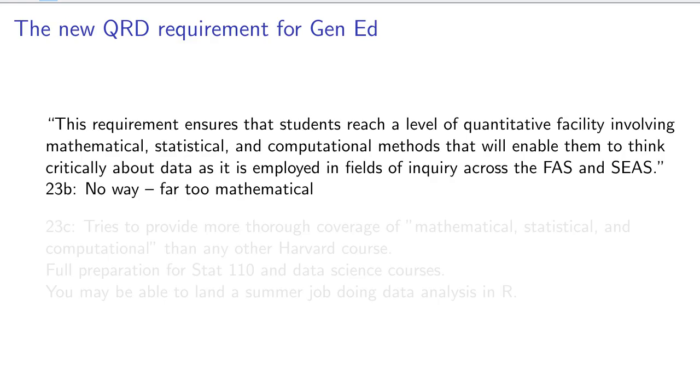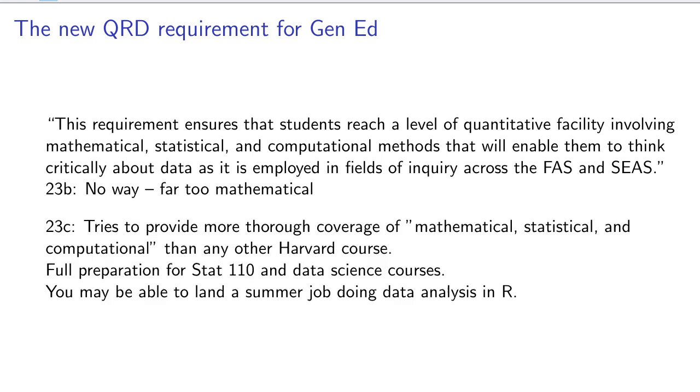Here's the text of the resolution for the new quantitative reasoning with data requirement. This requirement ensures that students reach a level of quantitative facility involving, here are the keywords, mathematical, statistical, and, that's and, not or, computational methods that will enable them, etc. 23B does not meet this requirement. It's far too mathematical. It's got no computational aspect, and it does very little by way of statistics.